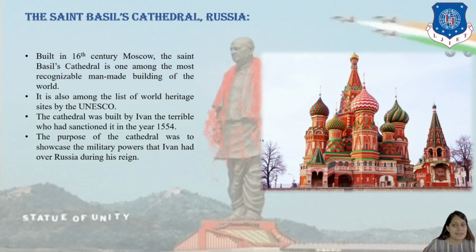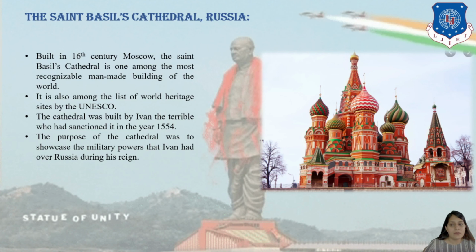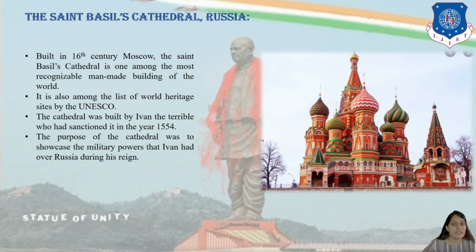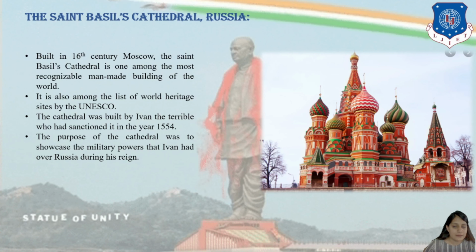So this is the Saint Basil Cathedral in Russia, which is very famous and very beautiful, and you can say it is also a World Heritage Site. The cathedral was built by Ivan the Terrible, who sanctioned it in 1554. You might have heard about this, right?